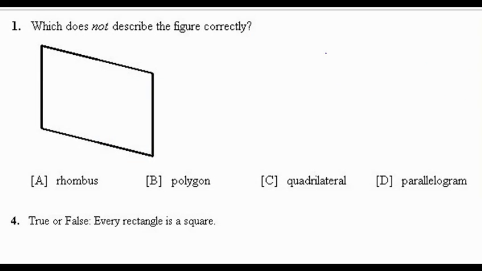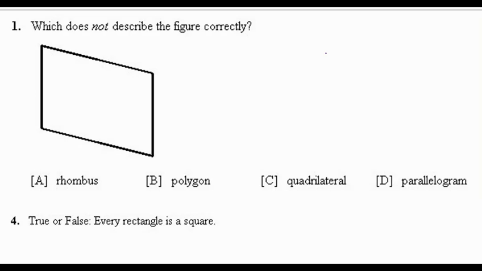So let's answer a couple multiple choice questions here. Which does not describe the figure correctly? So let's look at this figure. Let's look at our possibilities. Rhombus. Does it not look like it has 4 equal sides? We know the definition of a rhombus. A rhombus is 4 equal sides. I don't think so. I think rhombus is probably going to be the correct answer, but let's go through our other choices.